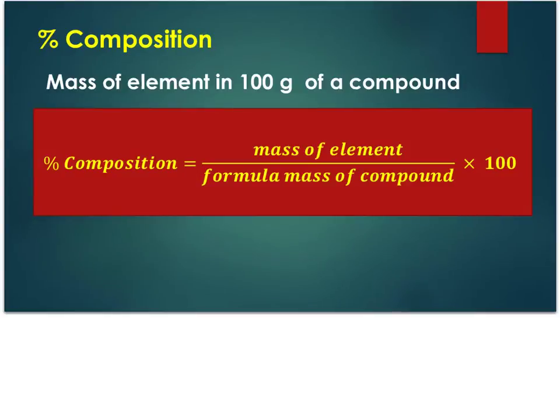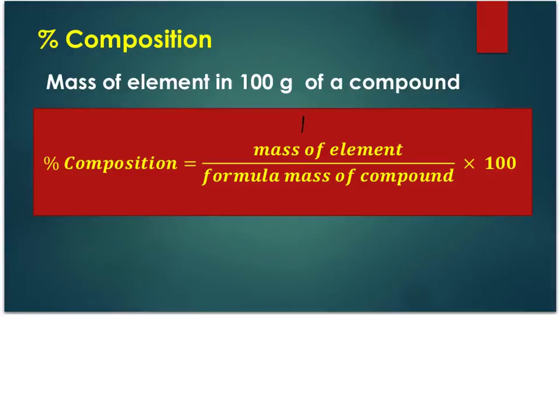Now, the analysis of an unknown compound usually begins with calculating the percent composition of each element in the compound. So that means, what is the mass of each element in 100 grams of a compound? So how we calculate percent composition, we take the mass of the element divided by the formula mass of the compound multiplied by 100. As we see here, mass of the element divided by formula mass, multiplied by 100.